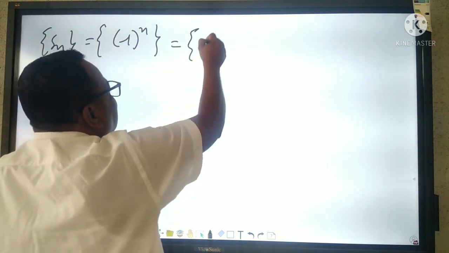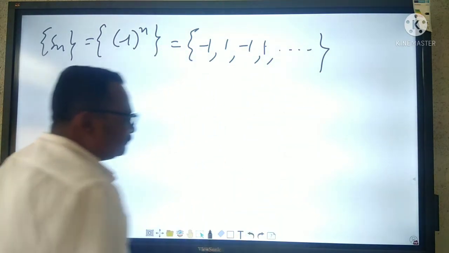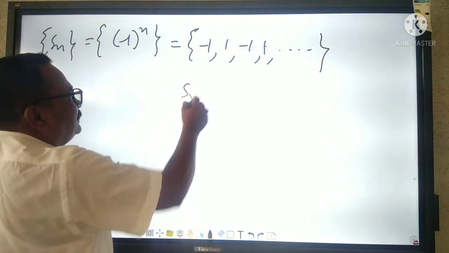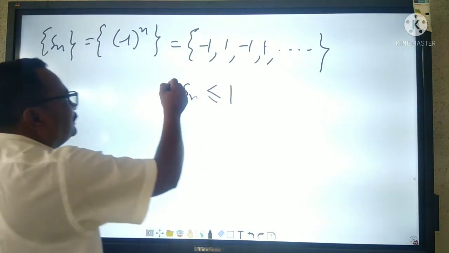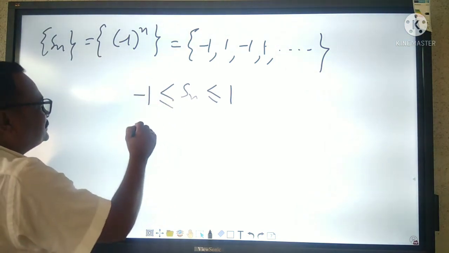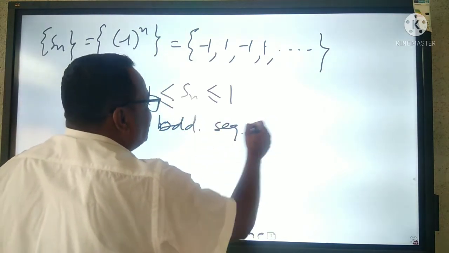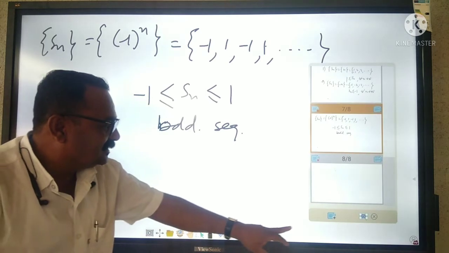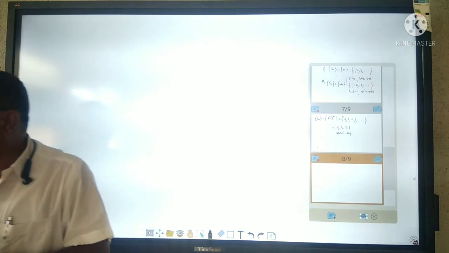The terms in the sequence are in this way: minus 1, plus 1, minus 1, plus 1, dot dot dot. Now clearly see the sequence. Each term in the sequence Sn is less than or equal to 1 and greater than or equal to minus 1. Am I right? So this sequence Sn is a bounded sequence. So the sequence minus 1 raised to n is a bounded sequence. I think you now get a clear idea about bounded above, bounded below and bounded sequences.